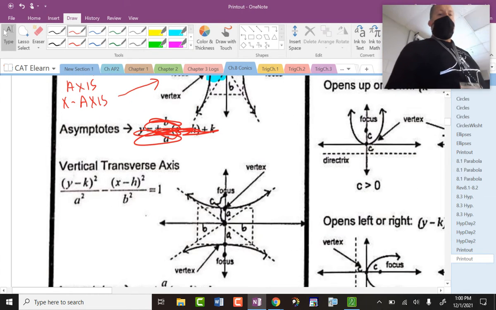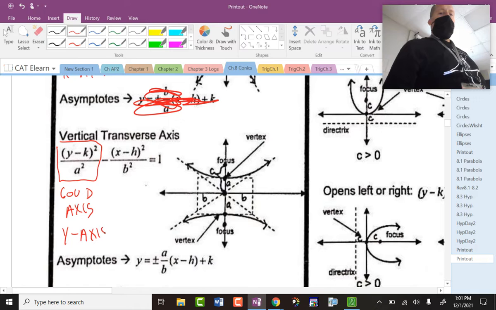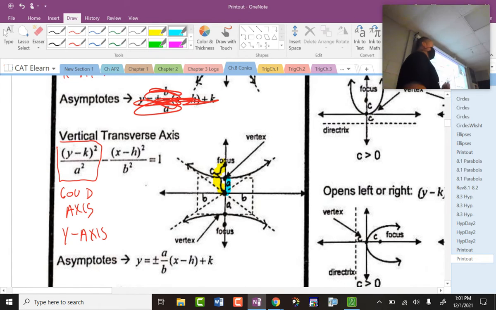I'm going to write something on the bottom for that. Let's mark this up, though. Good axis, y-axis. Good axis is the y-axis. And then let's look at this thing here. C, again, is bigger than A. But, of course, in this case, C goes up and down because the hyperbola goes up and down. And it goes in both cases there, but I like how they mark it just in one thing.